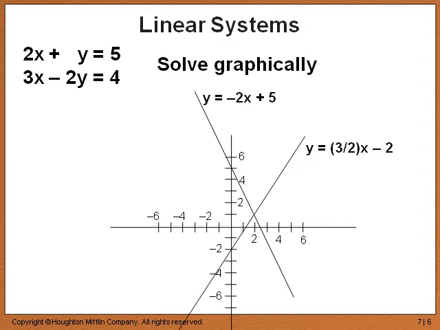Once we have our two lines graphed, we can see that they intersect in one point, and that point is (2, 1). That ordered pair is the solution for this linear system. And we got it graphically.